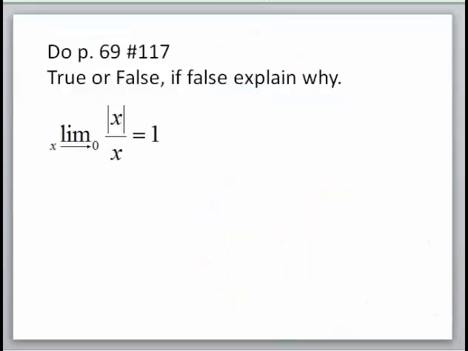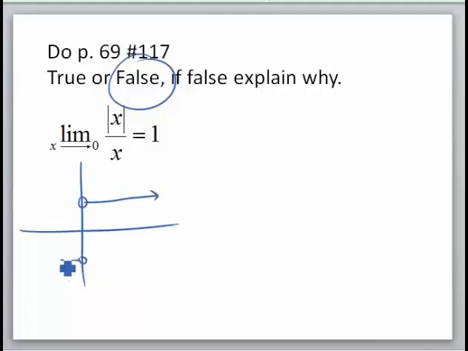The second problem here is a true-false question. There's two ways to explain whether it's true or false, and in this case, the answer is actually false. One way you could do that is by showing the graph. The graph of this function looks like this. So as you approach 0 from the right and as you approach 0 from the left, they're going to two different values. So this limit does not exist. The other way you can do this is by showing analytically how it does not equal 1.